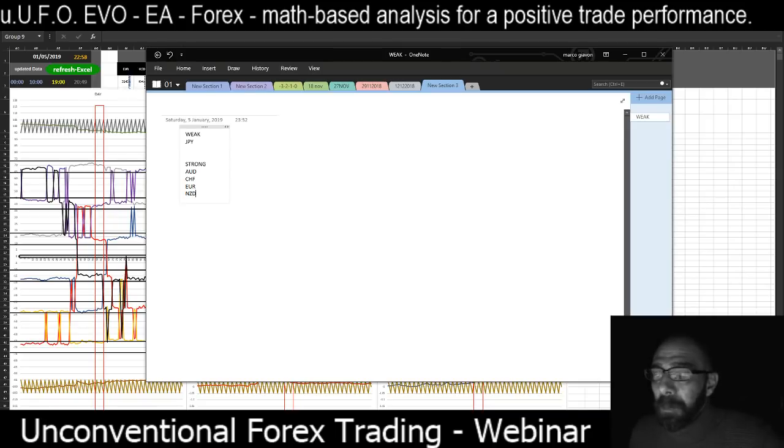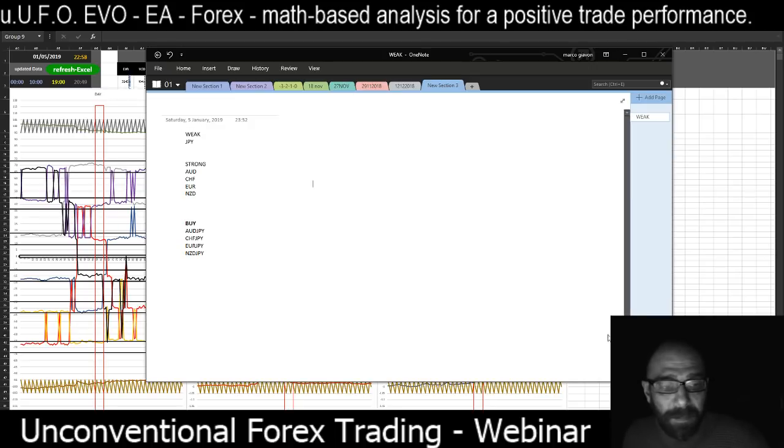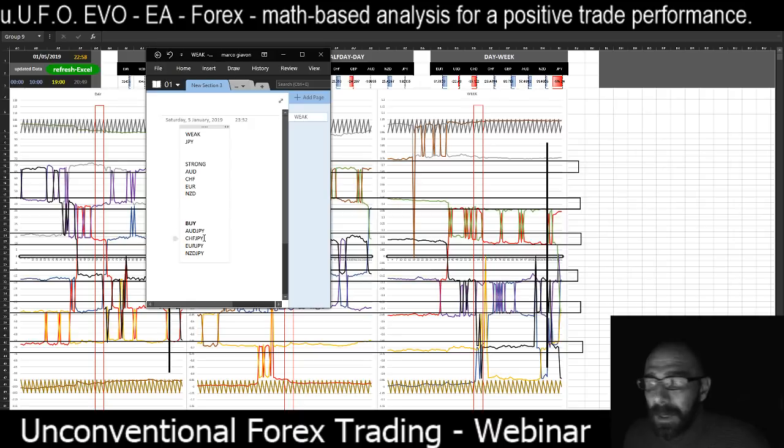So I don't need this. Okay, so what are the trades that are coming out from this combination? Well, it's very simple. Aussie yen, franc yen, euro yen, Zealand dollar yen. All of them in buy. Very simple. This is the equation.